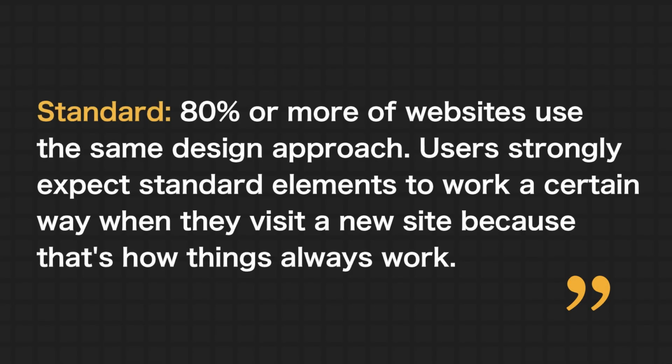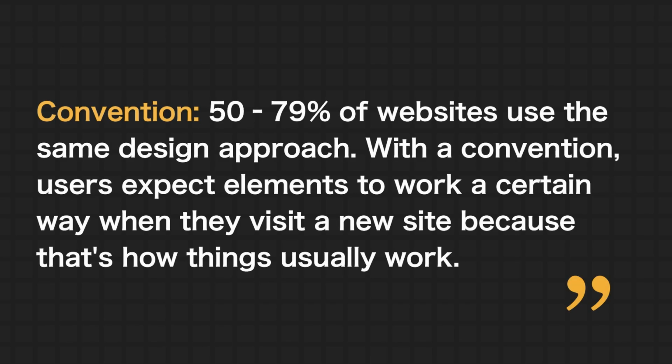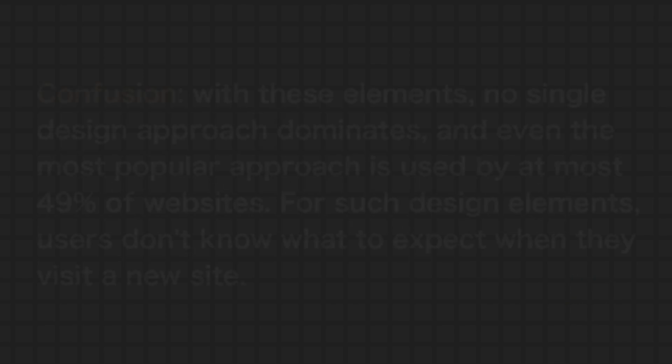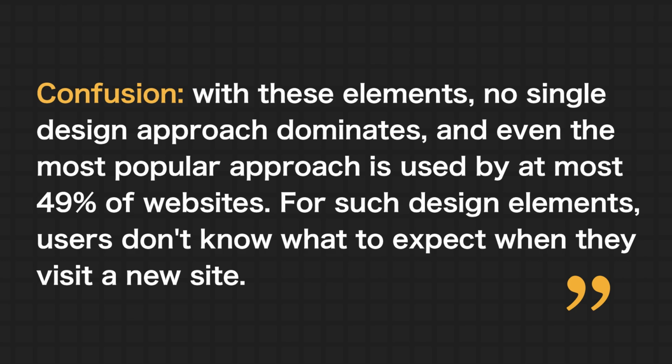Standard: 80% or more websites use the same design approach. Users strongly expect standard elements to work a certain way when they visit a new website, because that's how things always work. Convention: 50 to 79% of websites use the same design approach. With a convention, users expect elements to work a certain way when they visit a new website, because that's how things usually work. And then confusion. With these elements, no single design approach dominates, and even the most popular approach is used by, at most, 49% of websites. For such design elements, users don't know what to expect when they visit a new site.